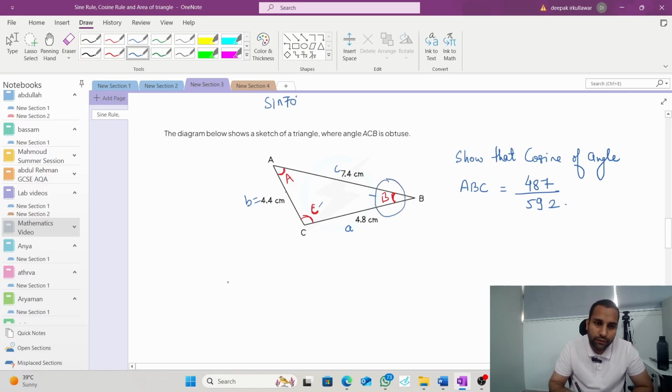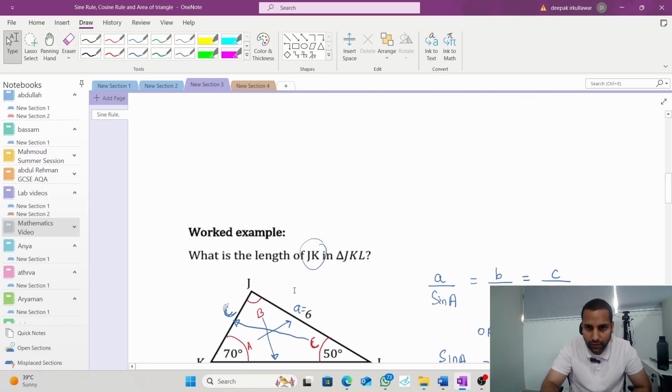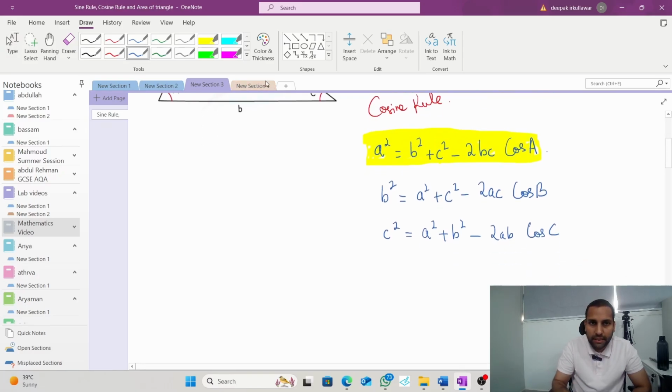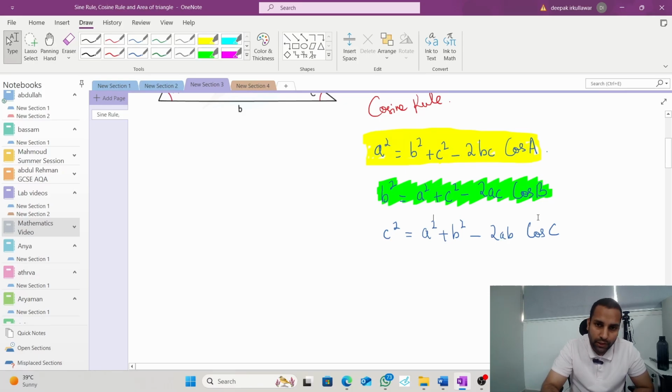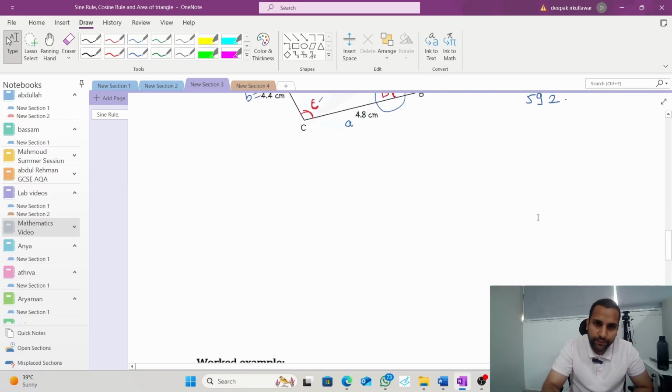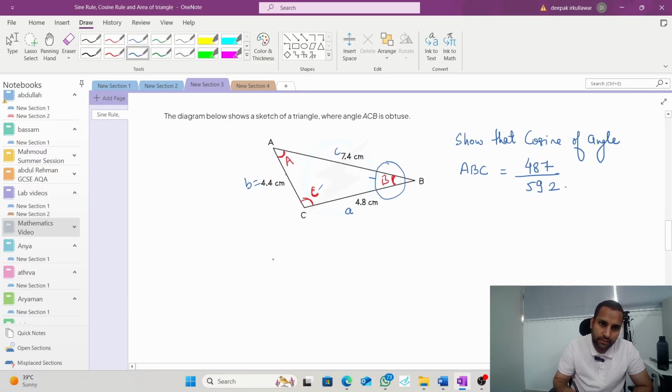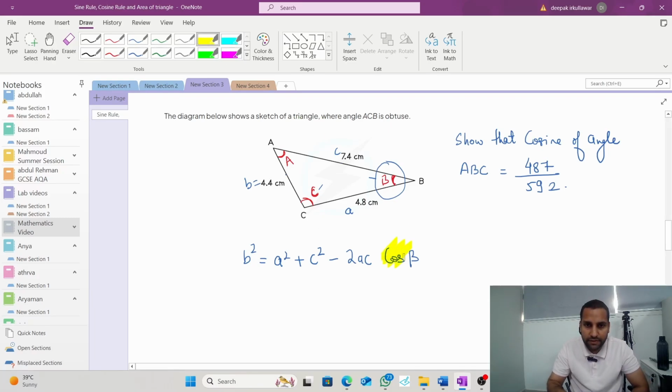So, cos B comes in which formula? If you go to the formula booklet, you see cos B comes in the formula b square is equal to a square plus c square minus 2ac cos B. So, you need to use this formula. I will write b square is equal to a square plus c square minus 2ac cos B. Now you need to make cos B the subject.